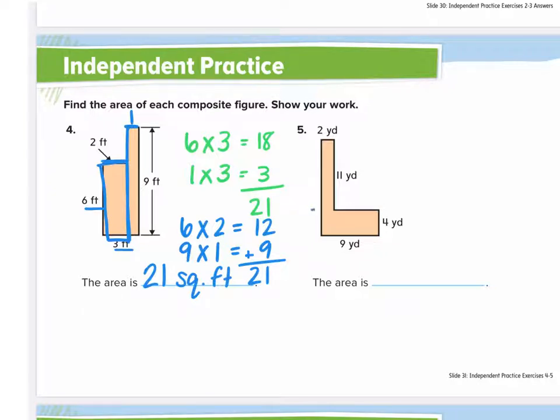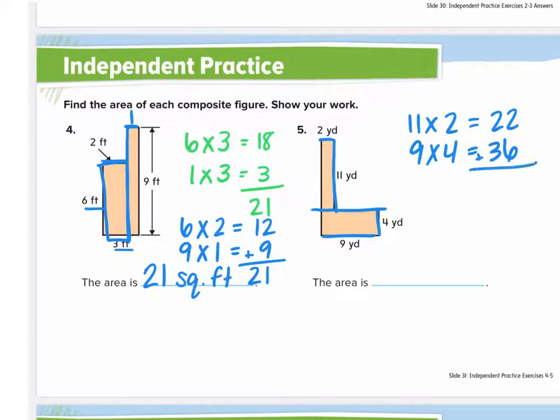I want to split it this way because it says that this is 11 and this is 2. And this is 9 and this is 4. So I can find both of the rectangles without doing any addition or subtraction. So 11 times 2 and 9 times 4. 11 times 2 is 22, and 9 times 4 is 36. When we add those two rectangle areas together, we have 8 and 5, so 58 yards squared.